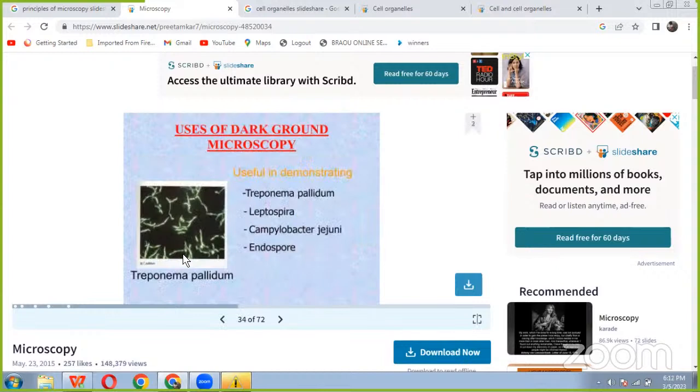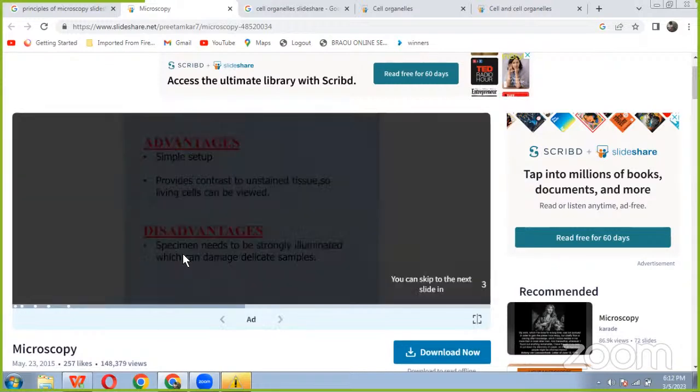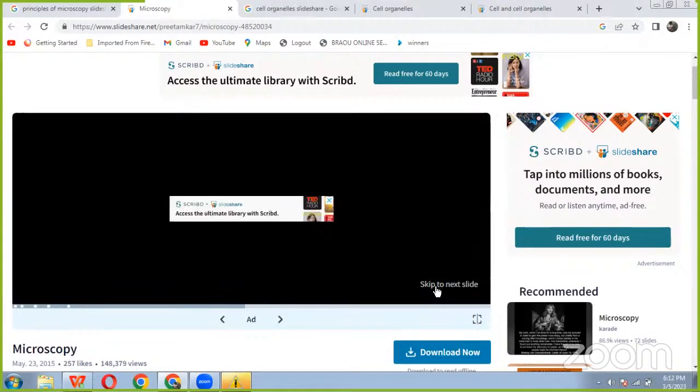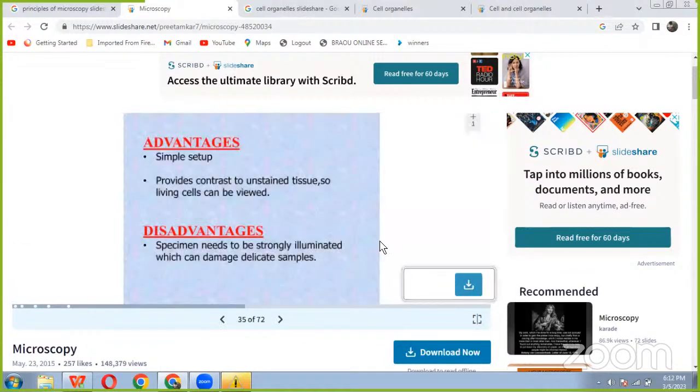What are the uses of the dark ground microscope? Mainly trypanosome, and especially living things in the animals, like trypanosoma, Treponema pallidum, Leptospira, Campylobacter, endospores. Under the advanced simple setup, it provides the contrast and stained cells, living cells can be viewed. Disadvantage: the specimen needs to be strongly illuminated, which can damage delicate samples.